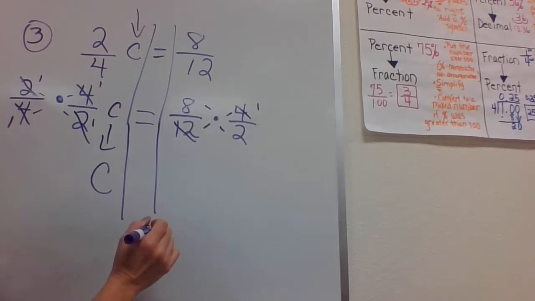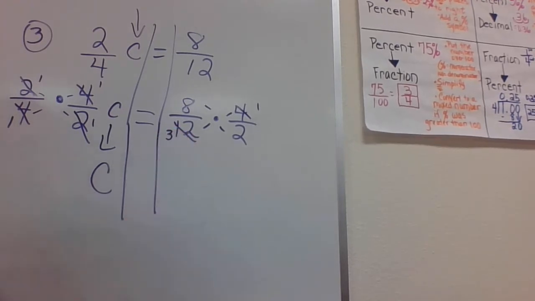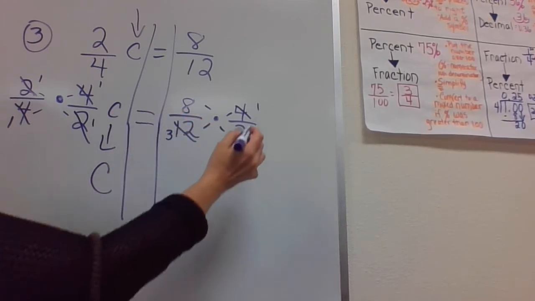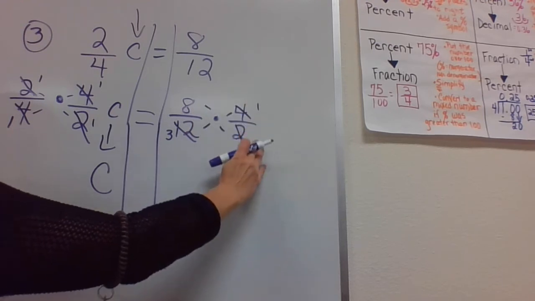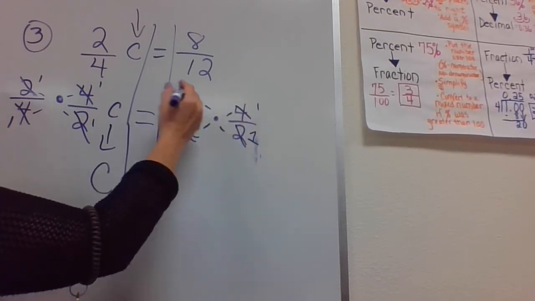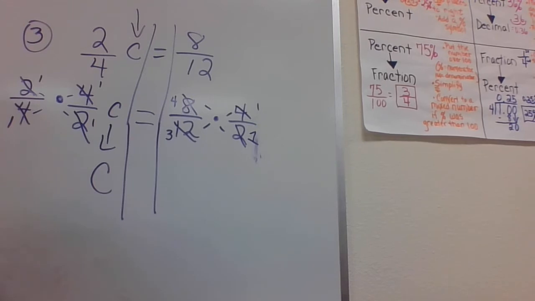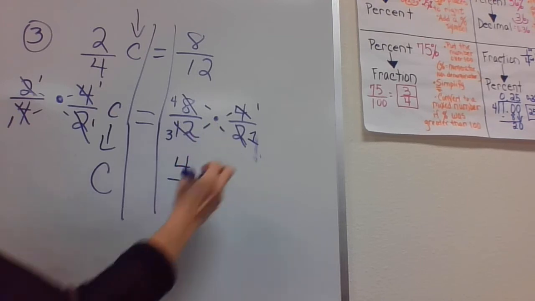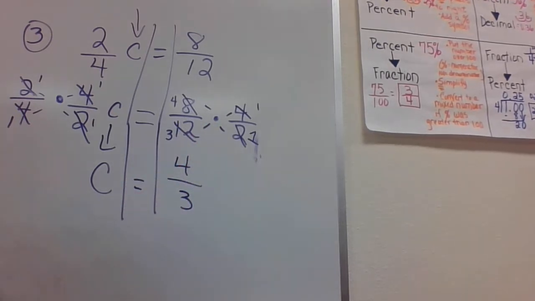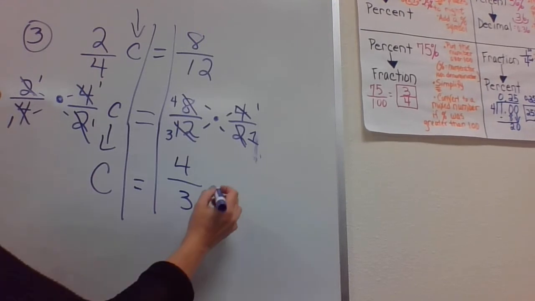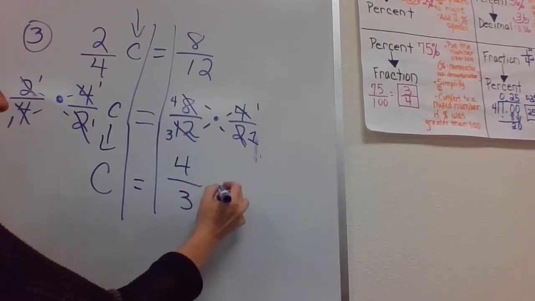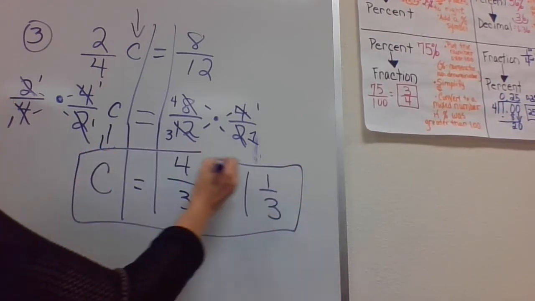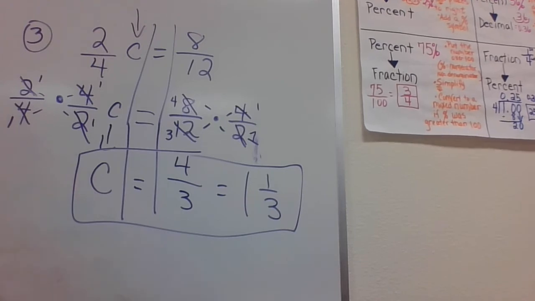I get 4 divided by 1 is 4. 12 divided by 4 is 3. Then I look at my 8 and my 2, and I know that both of them are in the 2 times tables, so I can divide by 2. 2 divided by 2 is 1. 8 divided by 2 is 4. So now I look and I see 4 times 1 is 4. 3 times 1 is 3. C equals 4/3, which is the same thing as 1 and 1/3. Very good.